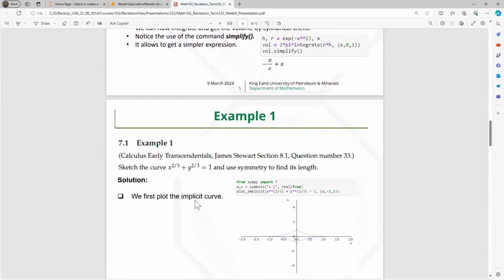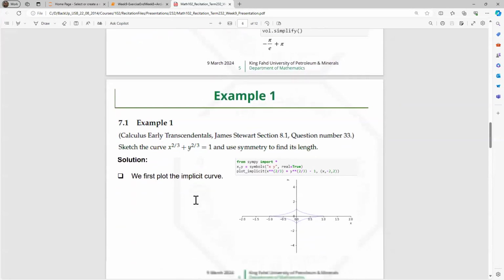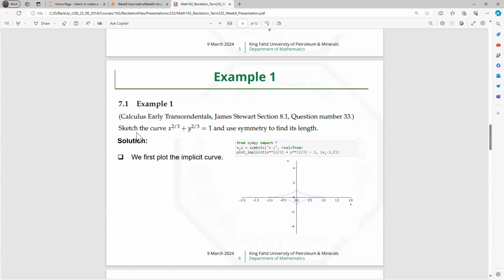So we start talking about what we call arc lengths. And here we would like to find, in example 1, a sketch of the graph of the following curve given by x to the power 2 over 3 plus y to the power 2 over 3 equals 1. And we would like to use symmetry to find its length.